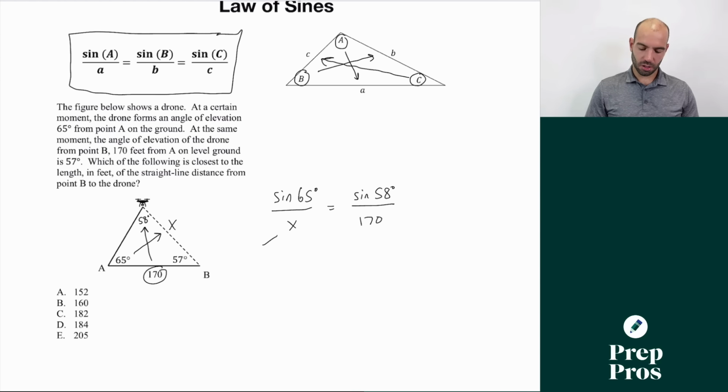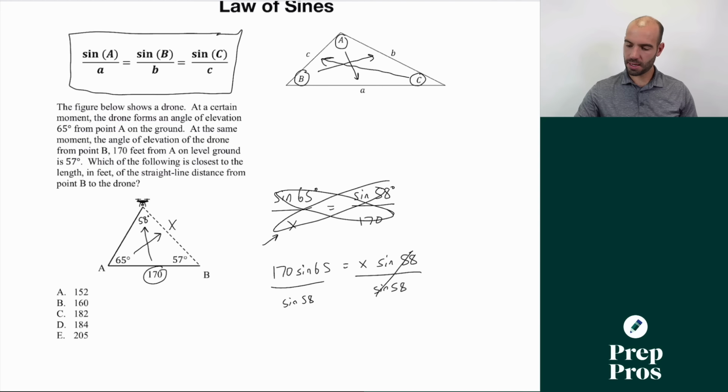And here the answers are numbers, so it's got to go to the calculator. We can do 170 times the sine of 65 divided by the sine of 58. And we get a value of basically 181.67, which rounds to 182. And the correct answer here is C.